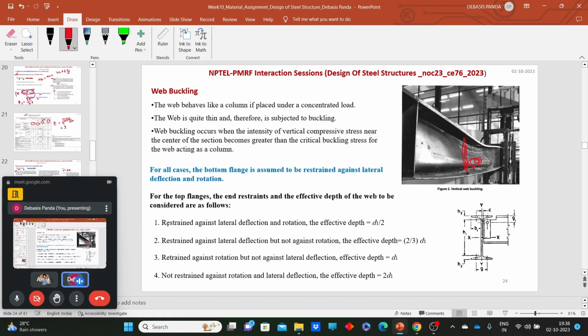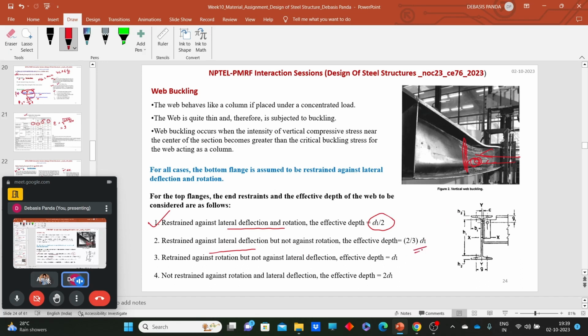If there is restraint against lateral deflection and rotation, like stiffeners provided along this side and along that side, the opposite side of this face, then the effective depth for web buckling will be nothing but d1 by 2, where d1 is the depth of the web portion. Subsequently, for different kinds of cases, like restraint against lateral deflection but not against rotation, the twisting can occur at some places along the length.